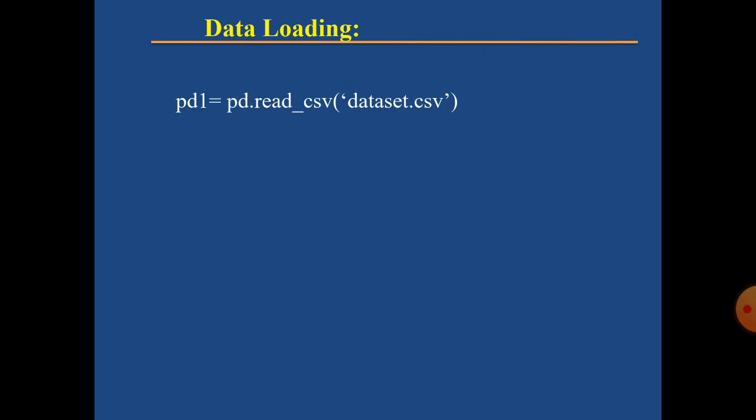The first step is loading the data set, or data loading. Here the first step of any machine learning algorithm is to load the data set. For this we use the standard Python library pandas. For loading the data set, the code we write is df = pd.read_csv('dataset.csv'), where pd is pandas.